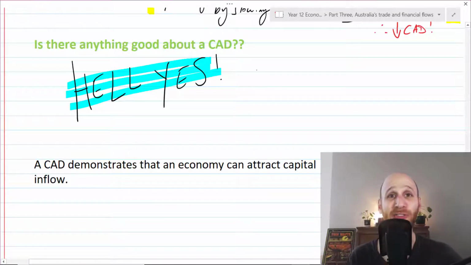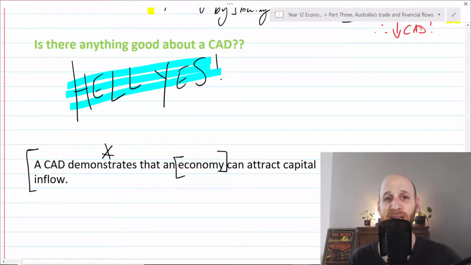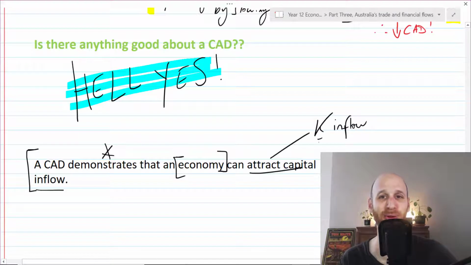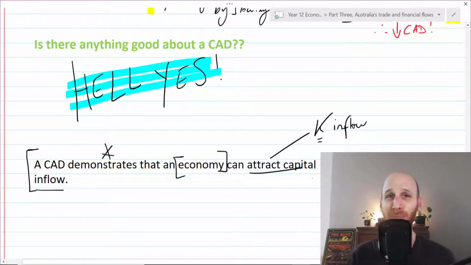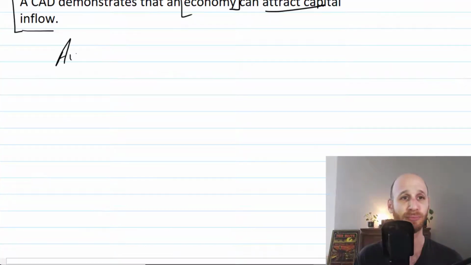The current account deficit is so important for an economy like Australia's, because of what it signifies. And what it signifies is this really important point. A current account deficit demonstrates that an economy can attract capital inflow. Capital with a capital K. Now, you might be wondering, why is capital inflow so important, particularly for an economy like Australia's? Let me take you through the process.